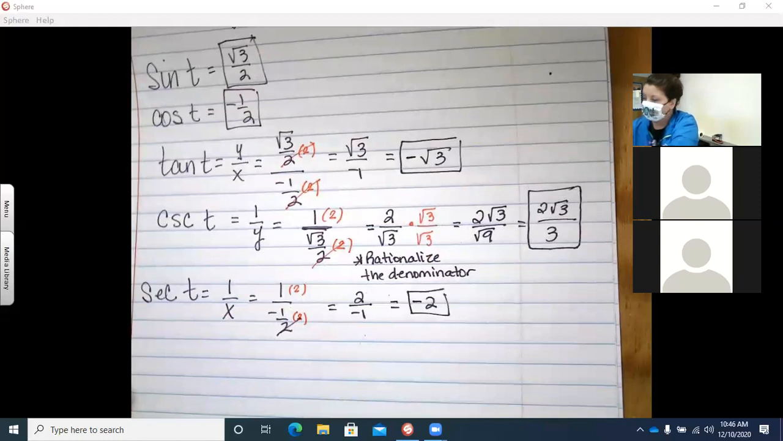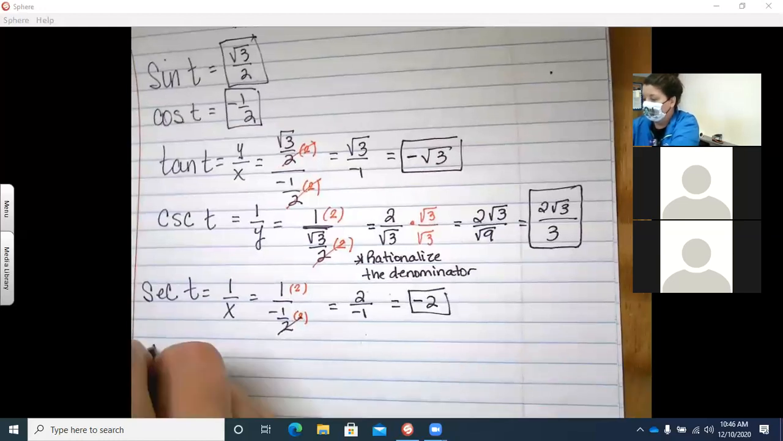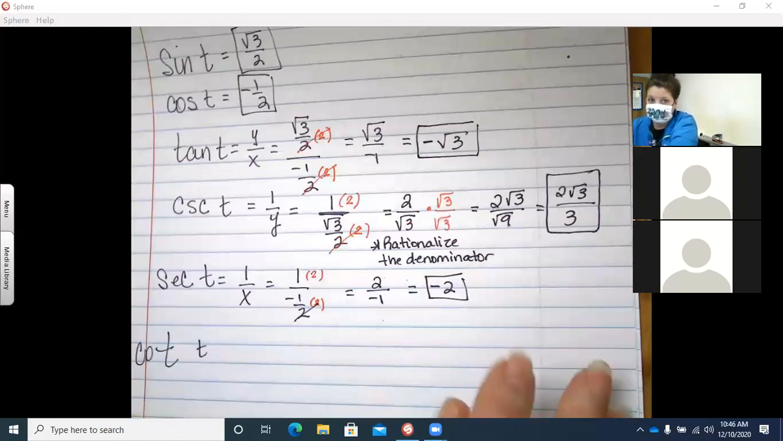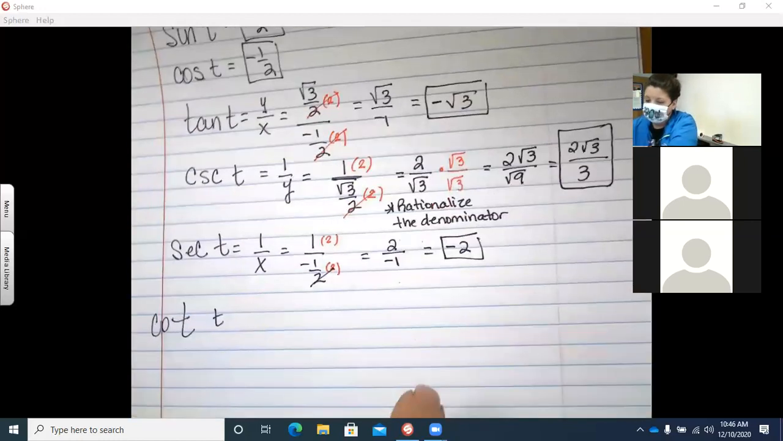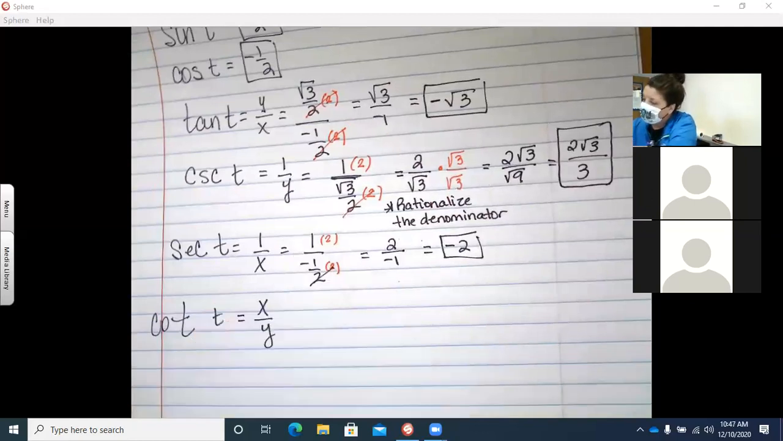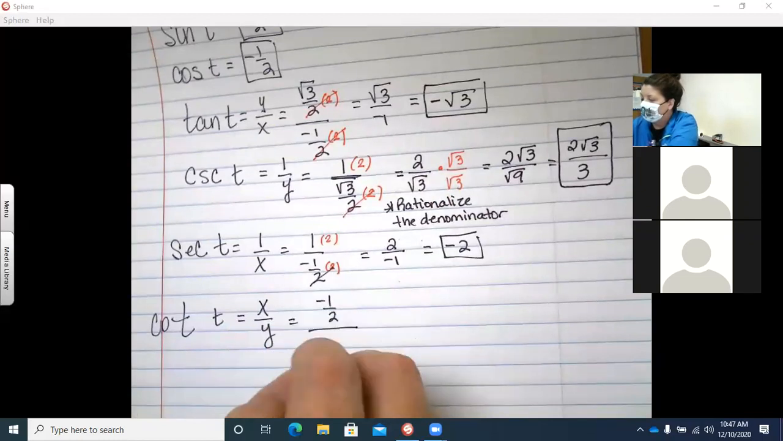Any questions about that? All right, we have one more, cotangent of t. Okay, so cotangent is y divided by x. Cotangent is the reciprocal, which is x divided by y. So x is negative 1/2 divided by y, which is square root of 3 over 2. And that 2 is not under the radical, only the 3.